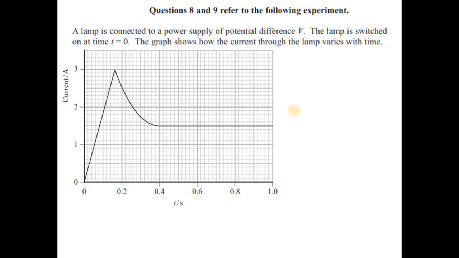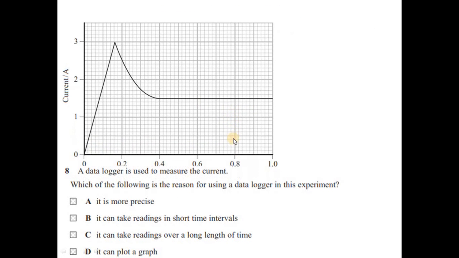Question number 8 and 9 refer to the following experiment. A lamp is connected to a power supply of potential difference V. The lamp is switched on at time t equal to 0. The graph shows how the current through the lamp varies with the time. So this is a current and time graph.